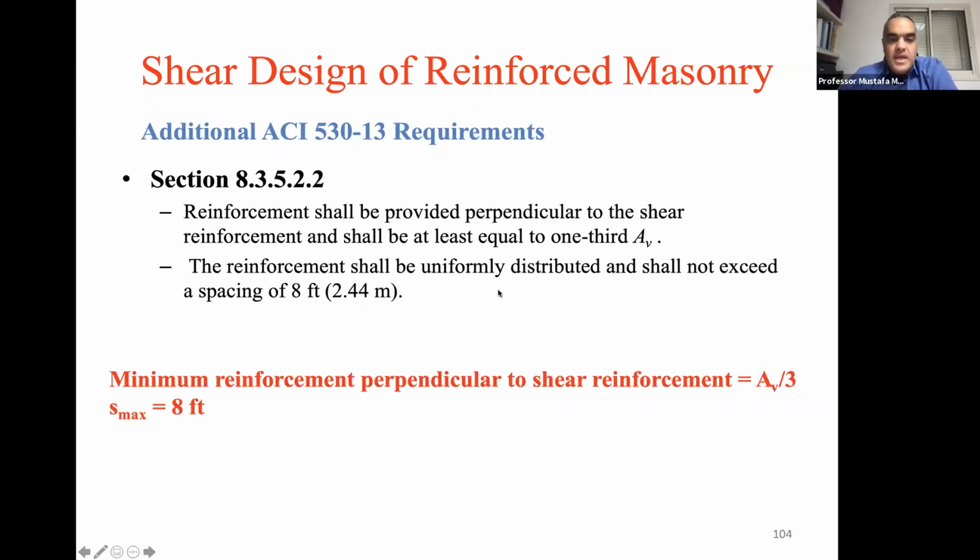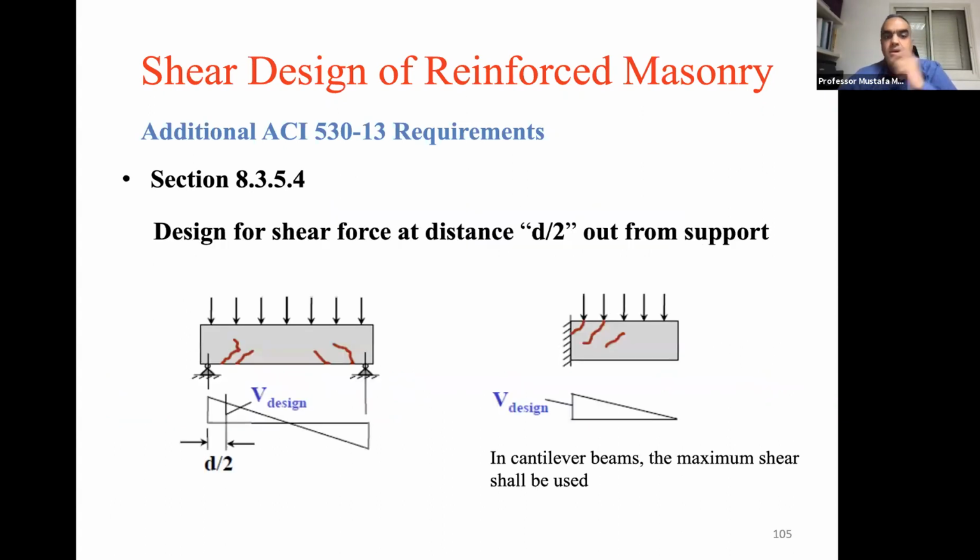Okay. Now, also reinforcement shall be provided perpendicular to the shear reinforcement and shall be at least equal to 1/3 of that. So if we have shear reinforcement, especially in shear walls, we have to have vertical reinforcement, at least perpendicular to it, that's equal to at least 1/3 of that. And we have also some prescriptive requirements that we'll talk about towards the end for the walls in masonry, for walls in high seismic, okay?